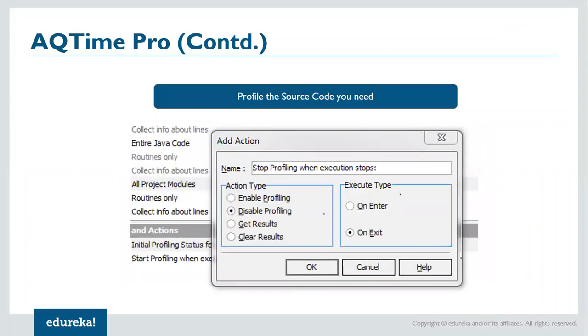Then we have the ability to profile the source code, right? I just mentioned a little while earlier about profiling of the source code as well. So you can enable profiling, disable profiling, get your result, clear result, and you can choose whether when you're entering or exiting, how and when you want the profiling to be done. So these options are also available in AQTime Pro.